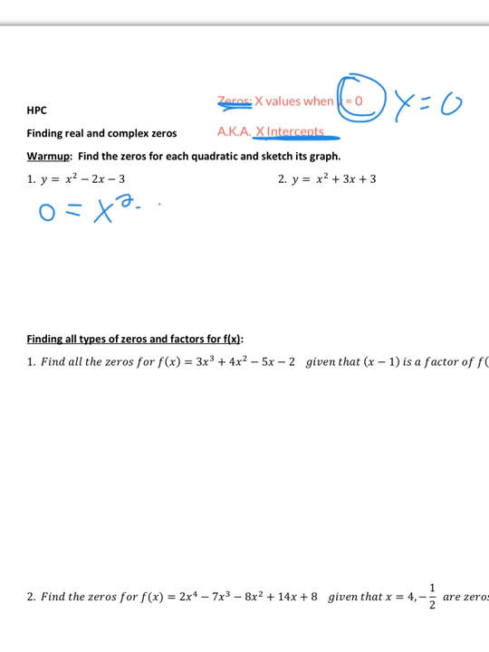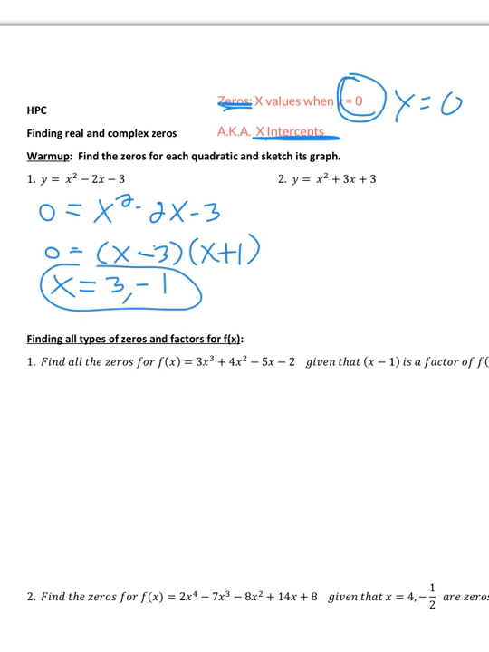And this first one, this quadratic is going to factor. Right? We can factor this to, what is it, x minus 3, x plus 1. And then, since you solve for 0, your two x-intercepts are positive 3 and negative 1. So if you graph this quadratic, you're going to get a parabola that hits the x-axis twice, at x equals 3 and x equals negative 1. Okay, let's move over to number 2.